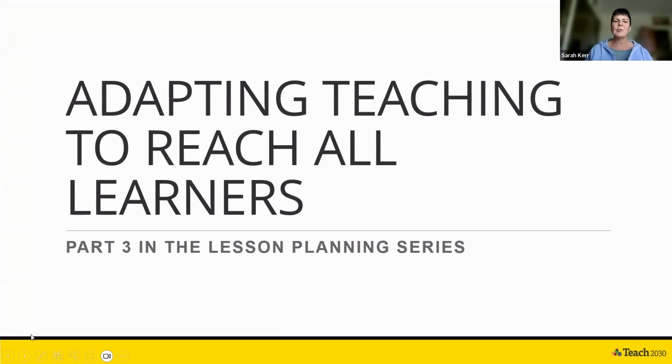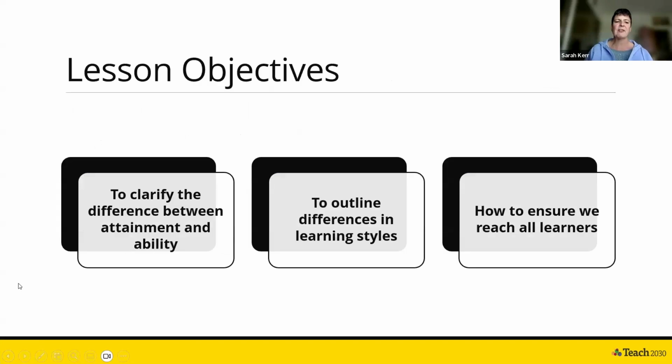So today our workshop is about adapting teaching to reach all learners. It's part 3 in our lesson planning series, so it's the final part of a 3-part series. We're going to remind ourselves of the difference between attainment and ability and what it means when we use these terms in the classroom and towards our students.